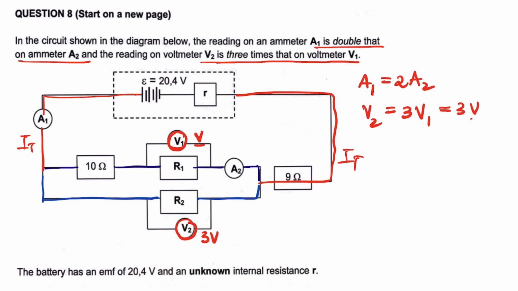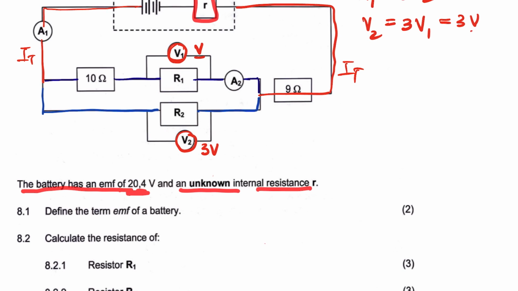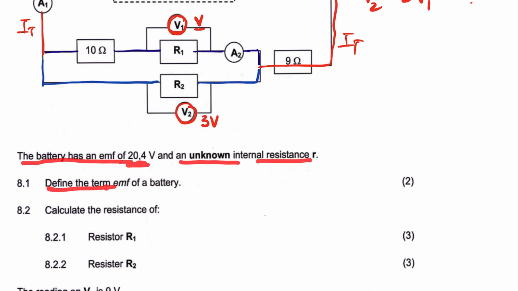And we're given the EMF there. The EMF is 20,4 and the internal resistance is unknown. They say in the statement the EMF of the battery is 20,4 and an unknown resistance r. It says define the term EMF. The term EMF, guys, is very important to define according to the exam guideline. The EMF of the battery is the maximum energy provided by the battery per unit charge passing through it. Stick to the exam guideline. I'm not going to write it.